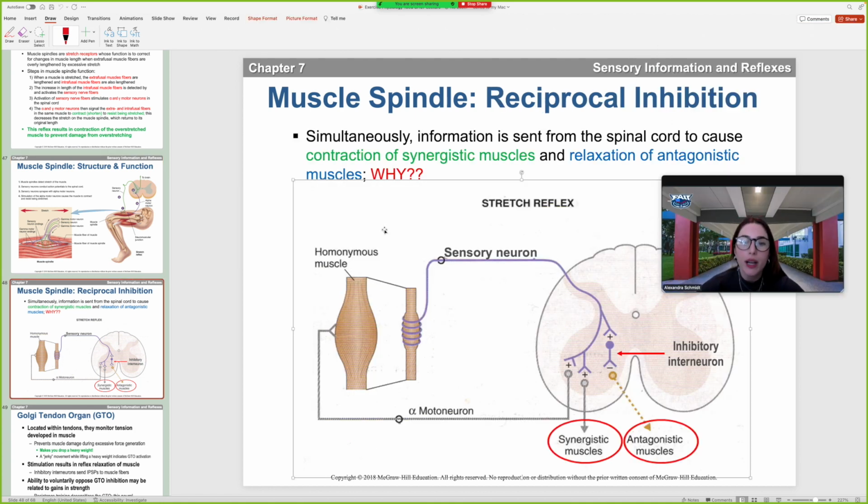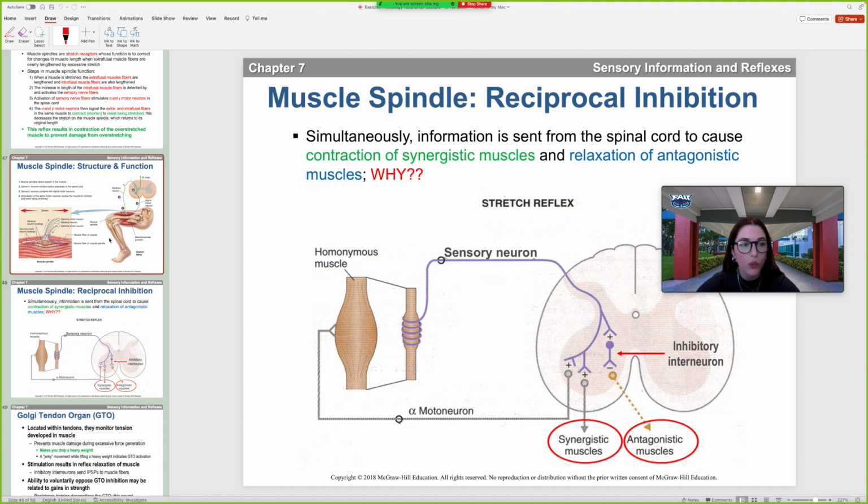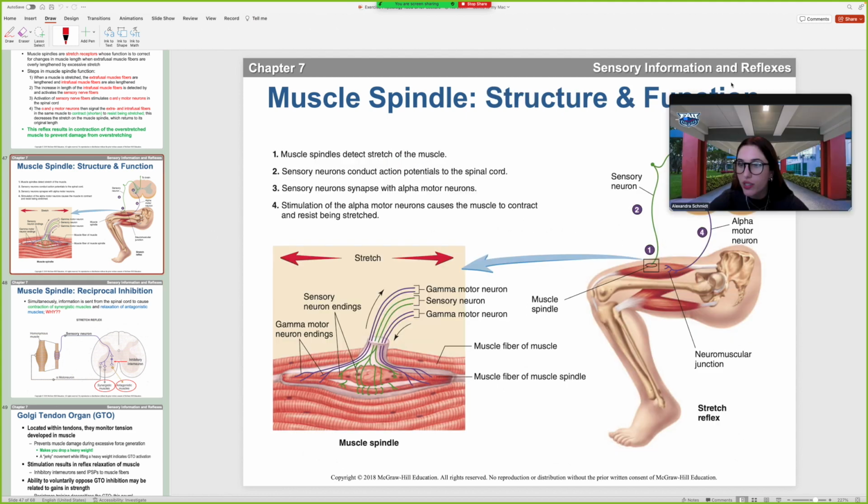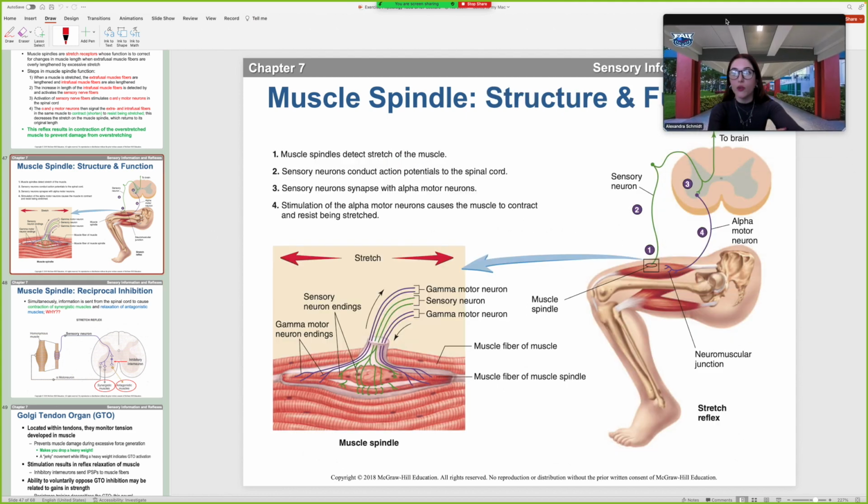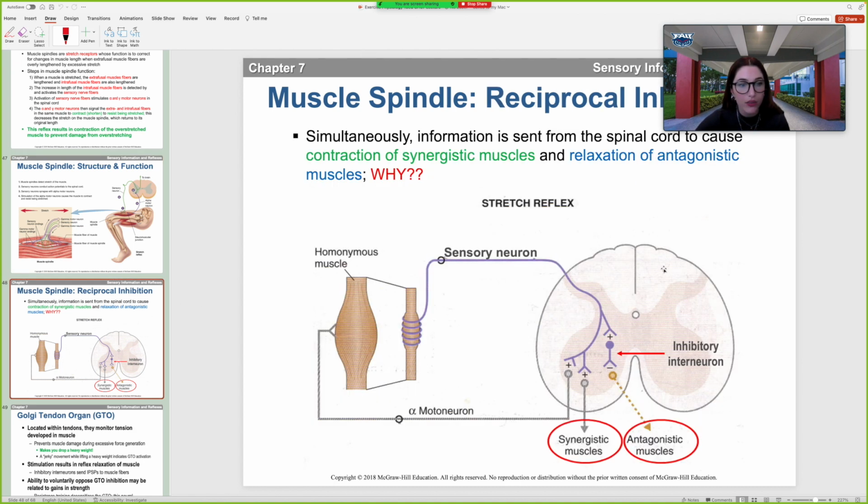So we were talking about how the muscle spindle's job is basically to sense stretch and then cause contraction of the muscle to resist the stretch. But we're also inhibiting the antagonistic muscles, right? So when we stretch that quadricep and therefore activate the stretch reflex and contract the quadricep, we're also causing relaxation of the hamstring, of the antagonistic muscles, okay?